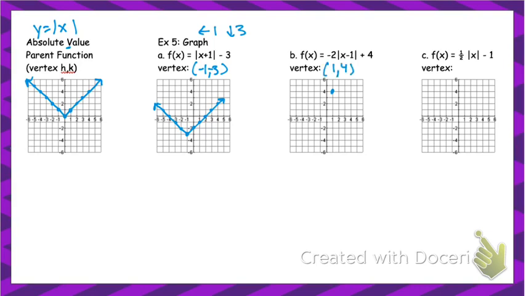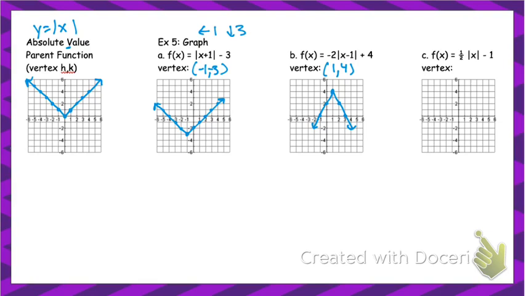This graph also has been reflected, so it's going to open down. And then because of that too, it's been stretched vertically, that's going to change the slope of what's coming from that vertex. So instead of just going over 1 and up 1 for each of those points, I'm now going to go down 2 and over 1 for each of those points. And there's my absolute value graph.